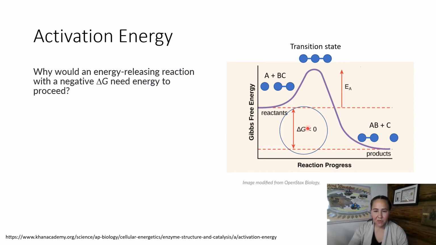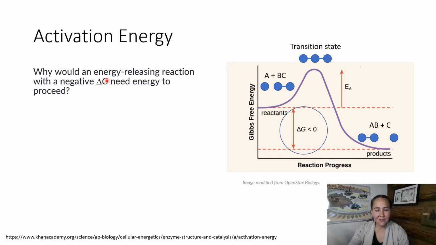There is a figure in your book that looks similar to the one I'm showing on this slide. It shows reaction progress on your x-axis and Gibbs free energy on your y-axis. You have reactants, A and BC, and products, A, B, and C, and you have what's called a Gibbs free energy change, delta G, which is less than 0, which means that this reaction is exothermic and will occur spontaneously. So, what is this activation energy?